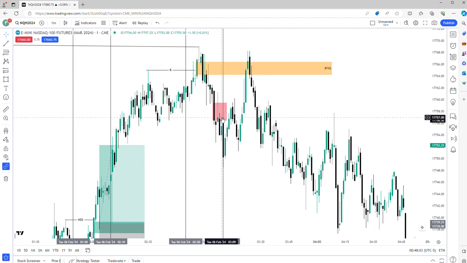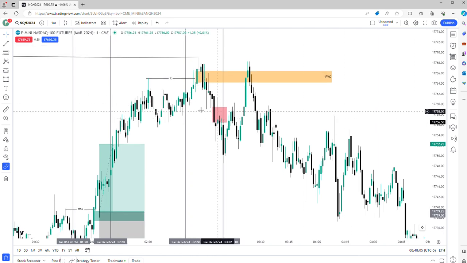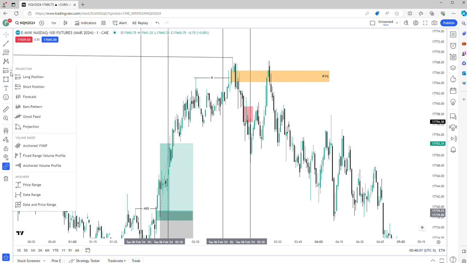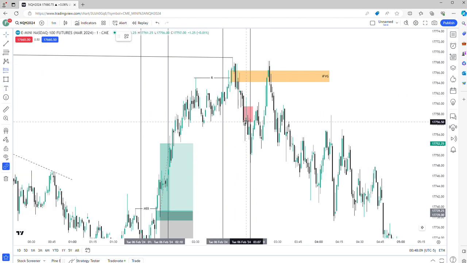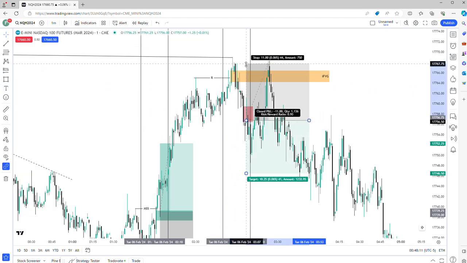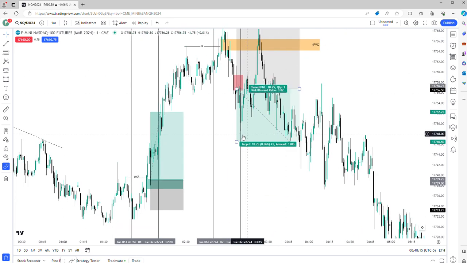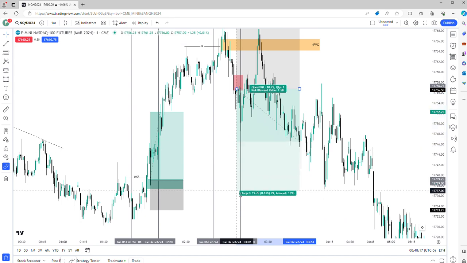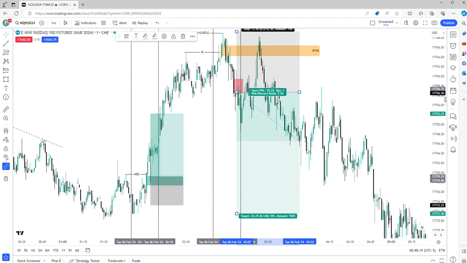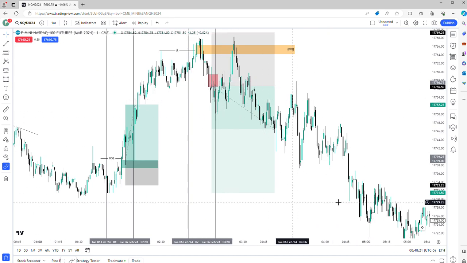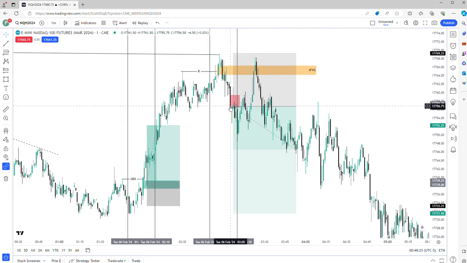It's too far down for me to execute. If I was going to enter here, my stop loss would have to be above at least this inversion. I'd get stopped out anyway, but even if I put it above this high, yes, I would hit my 1 to 2, but personally I do not want to be waiting an hour and a half just to get my 1 to 2. So for me, that's not a viable entry, right?